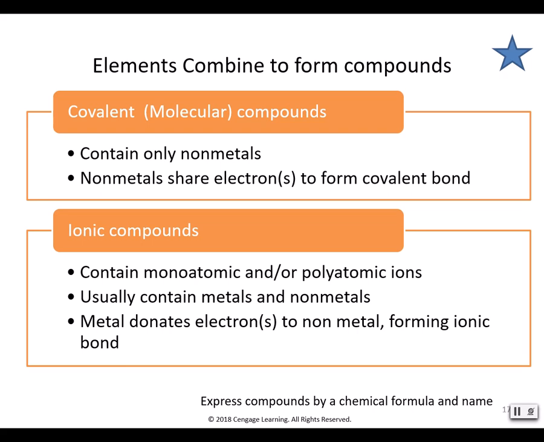So in ionic compounds, you have obviously ions. Metal is the cation, or the one that donates an electron, becoming positively charged. The nonmetal that accepts that electron becomes negatively charged and is the anion.